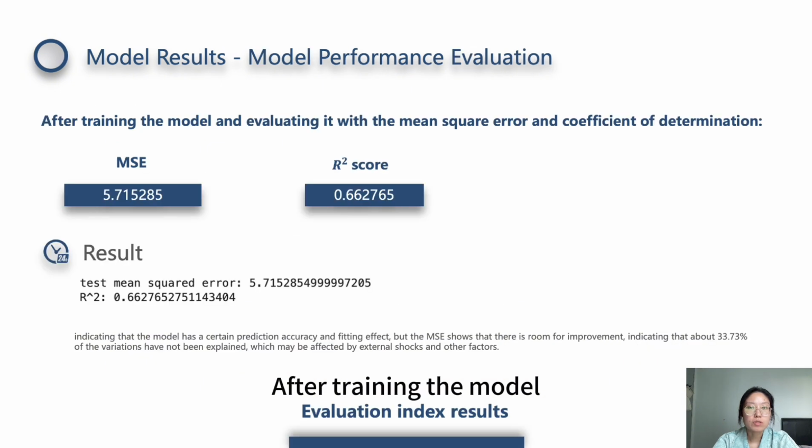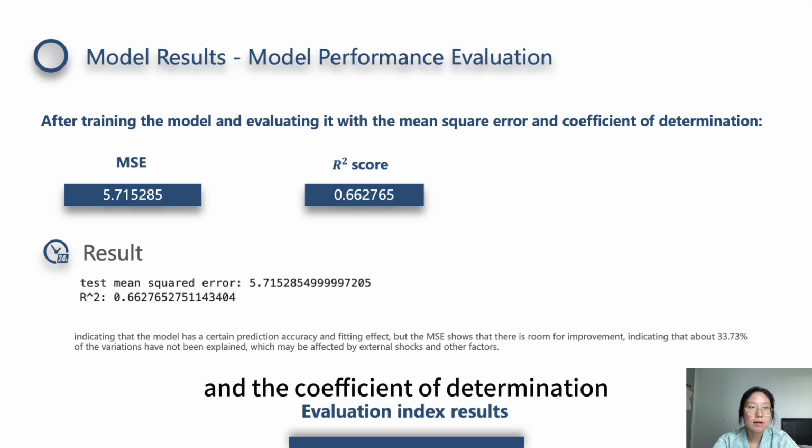After training the model, we checked how well it worked. We used two things, mean square error and coefficient of determination. The mean square error of the testing part was 5.715285 and the coefficient of determination was 0.1662765. This means the model can guess the CPI to some degree, but it can be better.